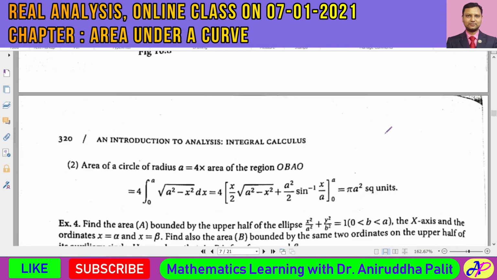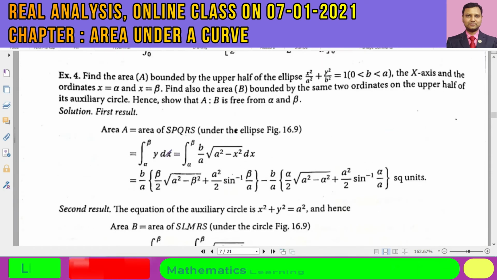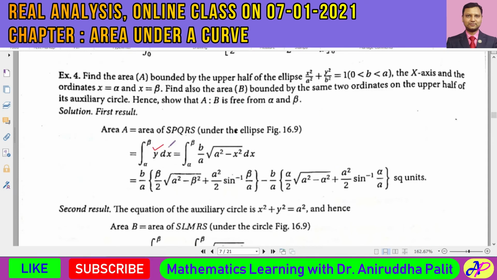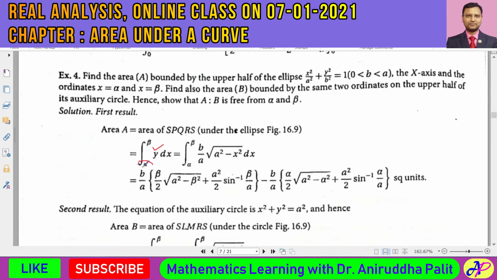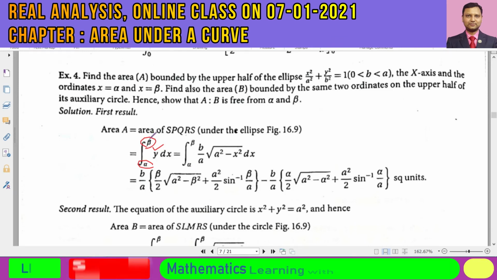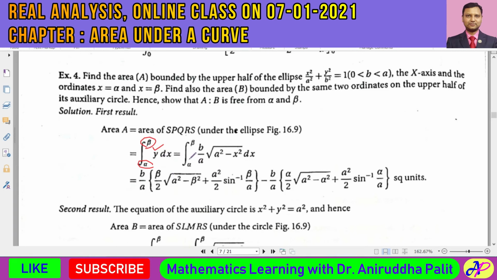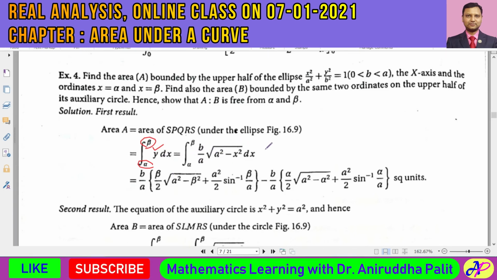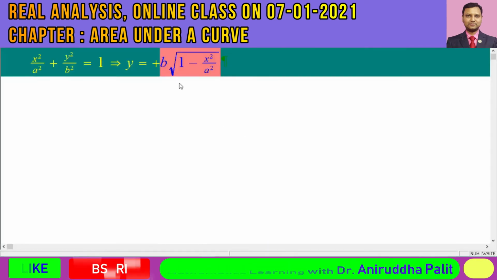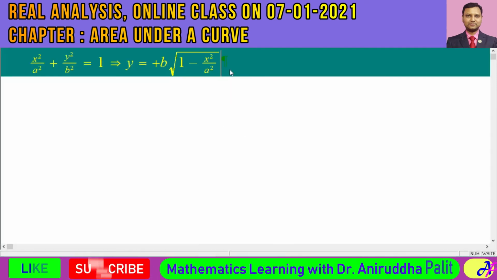Got it? That's why you see over here, the integration is performed from the lower limit x is equal to alpha to the upper limit x is equal to beta. But in place of y, they have written b by a root over of a square minus x square. That is actually the positive expression.